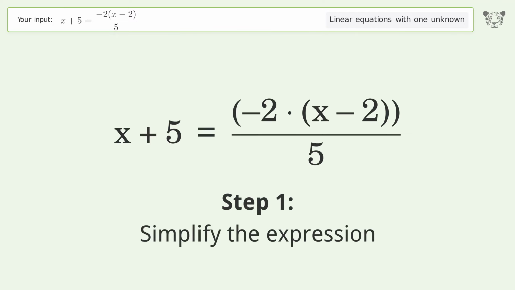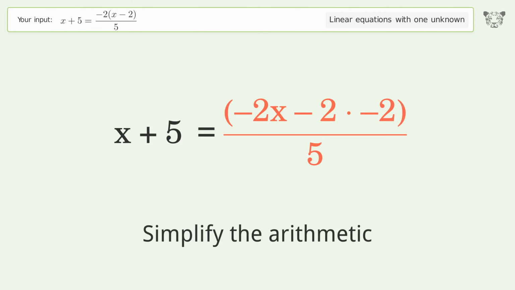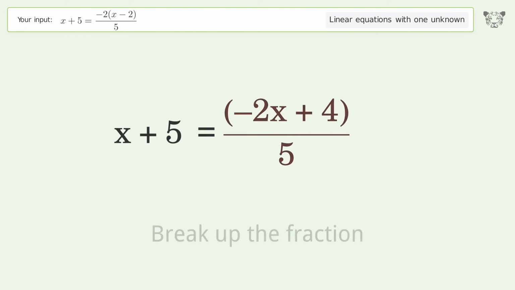Simplify the expression. Expand the parentheses. Simplify the arithmetic. Break up the fraction.